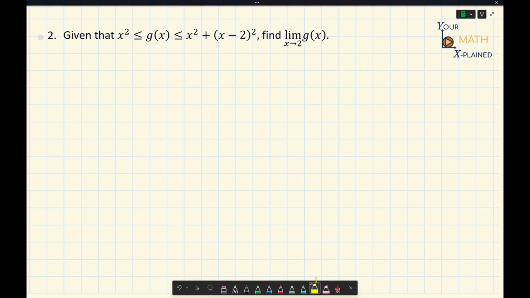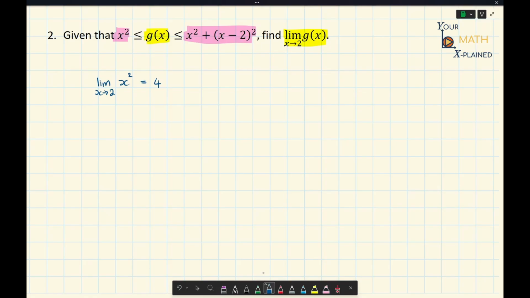So here we can see that we have our function g of x, and it is sandwiched in between these two functions here. The first one is x squared, and the second one is x squared plus (x minus 2) squared. And we want to find the limit as x approaches 2 for our function g of x. So let's take a look at what happens to our bottom function x squared when x approaches 2. We have the limit as x approaches 2 of x squared. Since 2 is within the domain, we can go ahead and substitute it in, and this is going to be equal to 2 squared, which is 4.